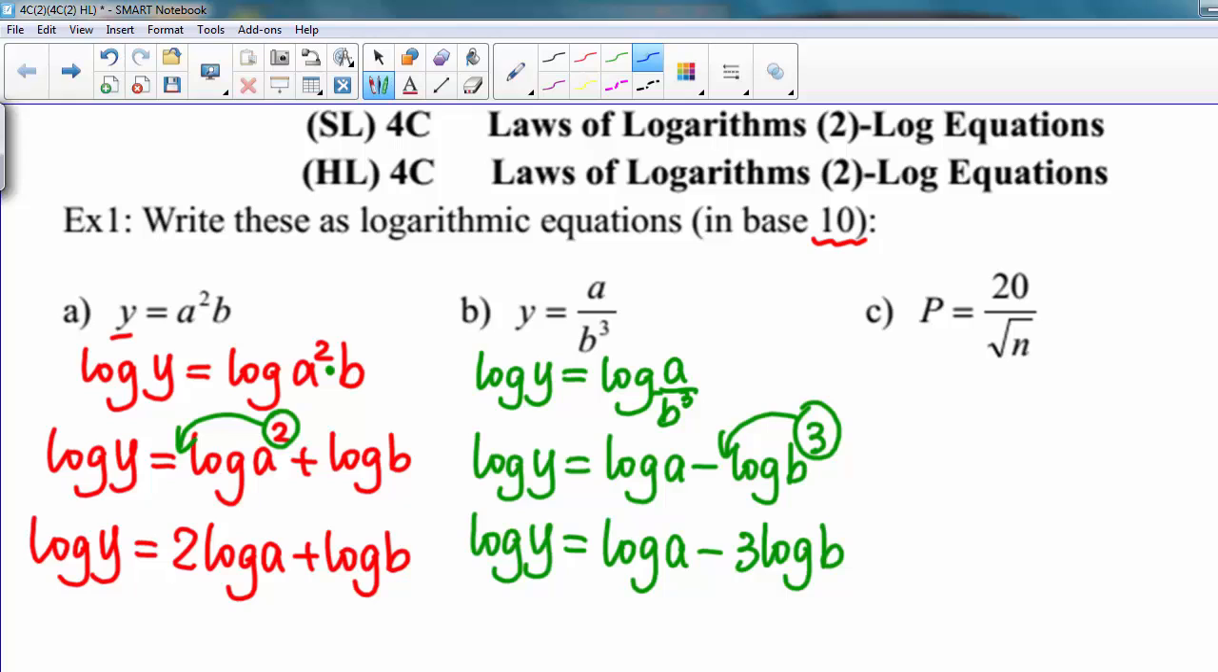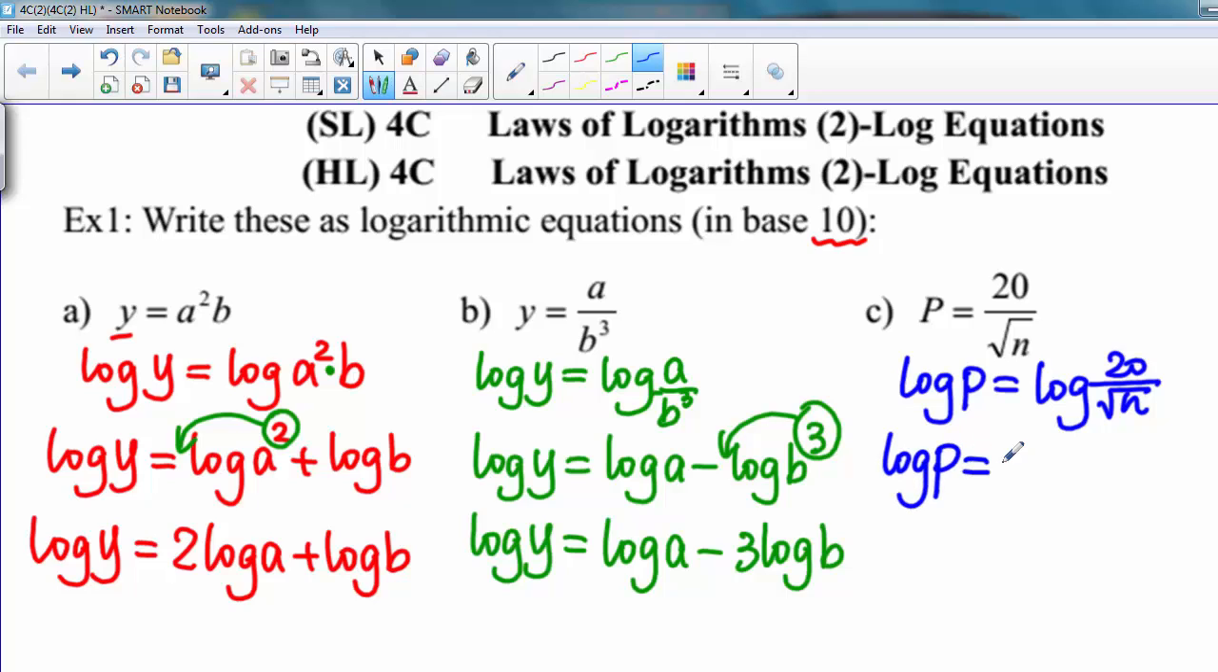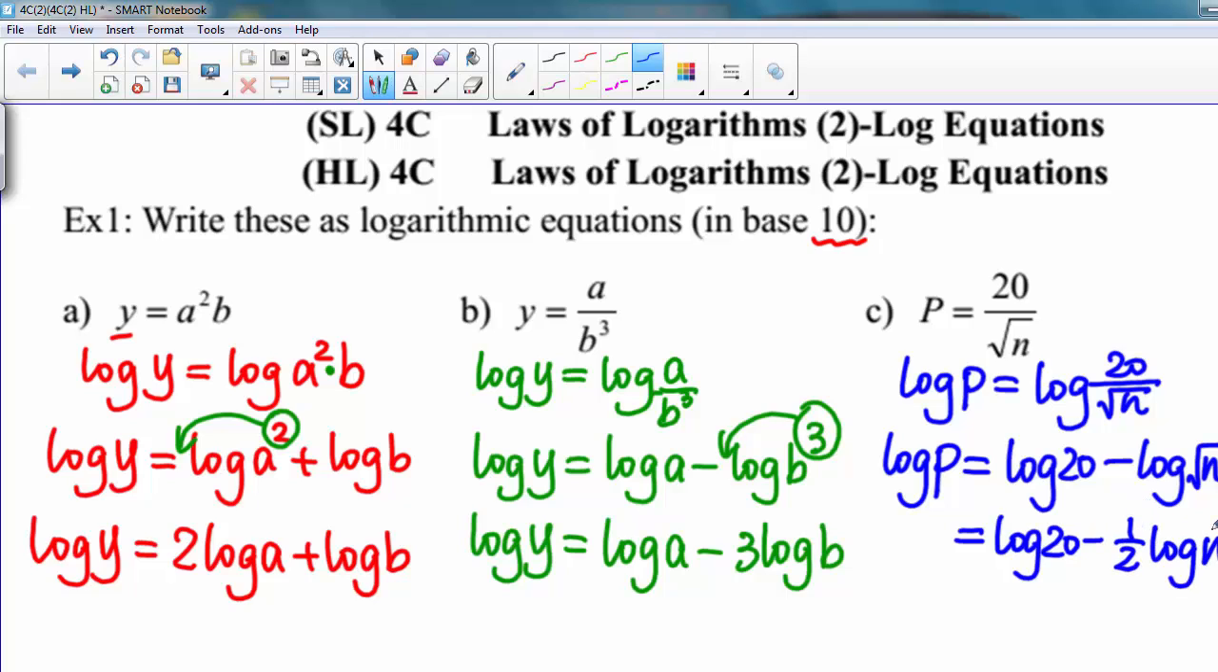How about the last one? So I log both sides. They are still equal. Then this is the quotient. I use the quotient law to split the log on the right side. So it's minus log the square root of n. And the square root of n is the same as n to the power 1/2. I bring 1/2 to the front. So it's 1/2 log n. This one is log p.